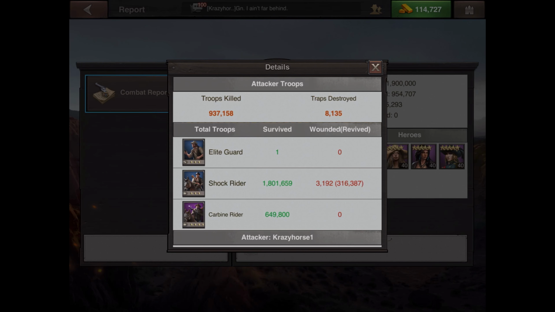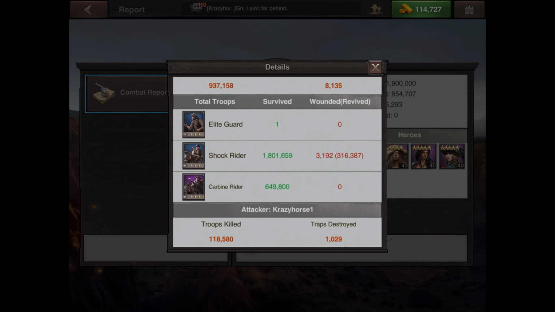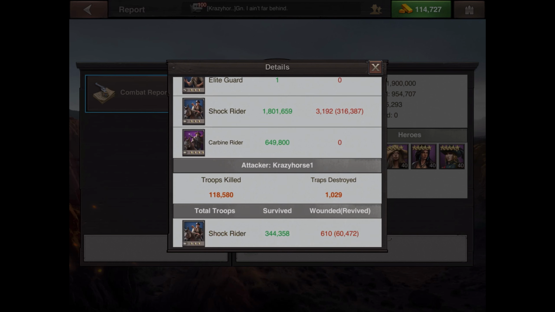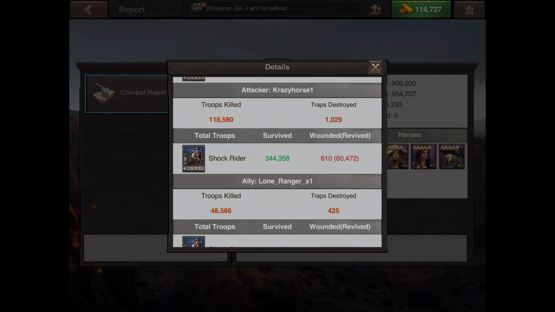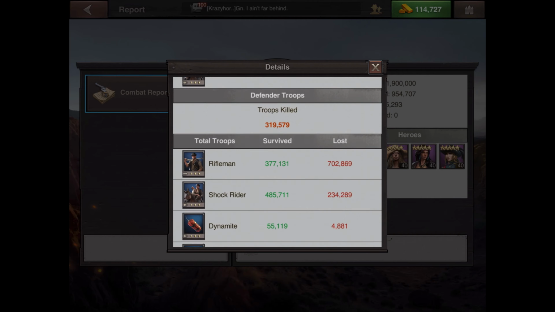Now, when we go into details, let's go over the attacker. This is going to look a little different than you just fighting one-on-one because this is part of a rally combat report. They are going to show a little bit differently because there are multiple people in this report. These are the attacker's troops, troops that killed, traps that were destroyed, and what they sent. And then it's going to break it down after that to each individual person and what they sent. So 10 people joined this rally.